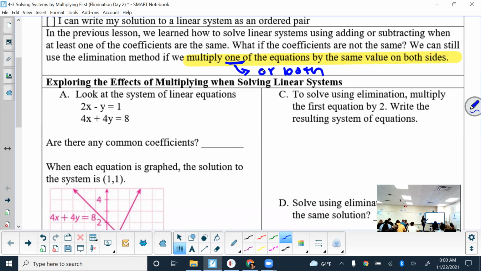All right, so just like last time, here's an example really broken down. And then after that, it should go a lot quicker. But look at this first system. Are there any common coefficients? So do the x terms have the same number in front of them? Do the y terms? So the answer is no, there's no common coefficient.